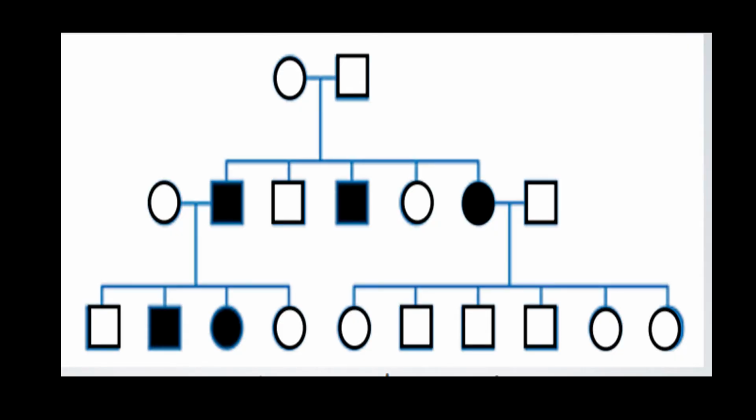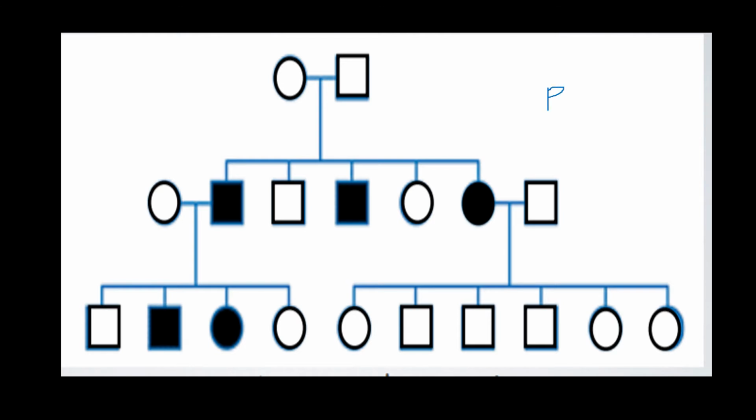Now if you see the first pedigree, let us check. First thing is to check whether it is dominant or recessive. By looking at the pedigree, we have to check whether each generation is affected. But here, in the first generation, the parents are normal but the offspring are affected. So if there is skipping of generation, then simply we can say it is a recessive disease.